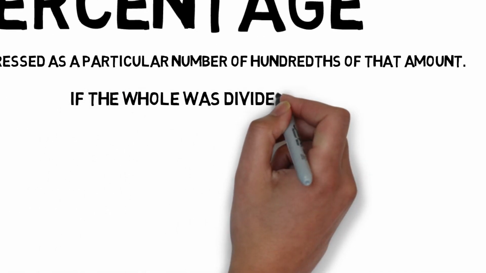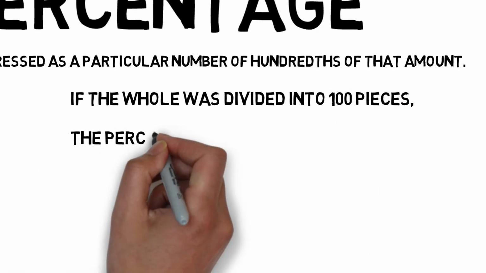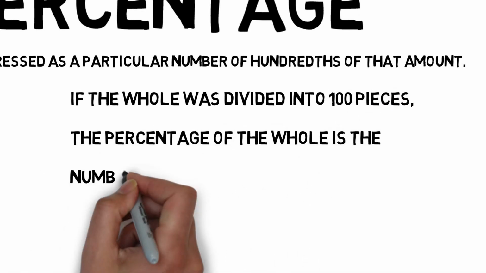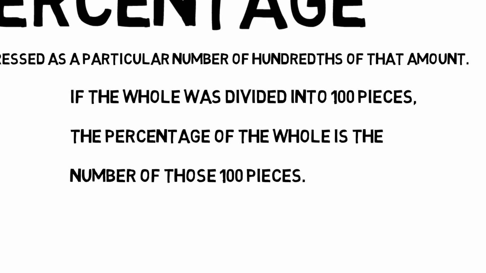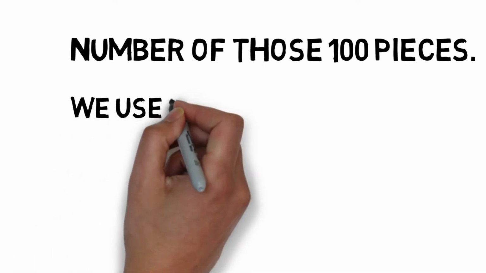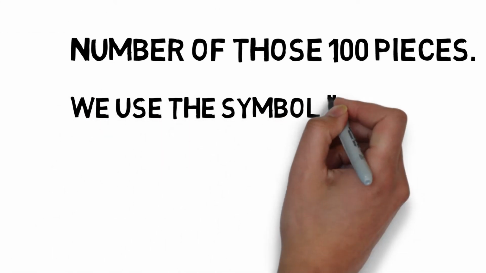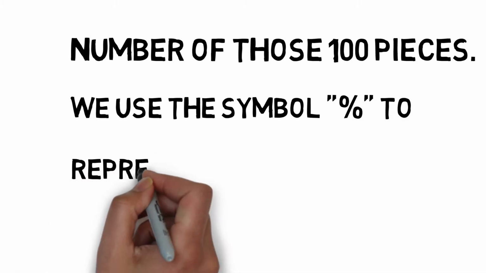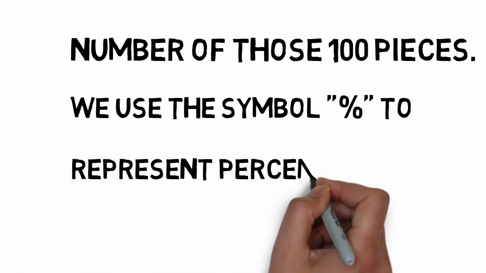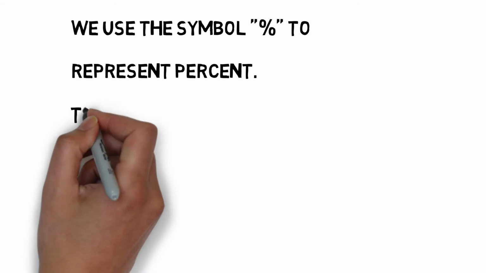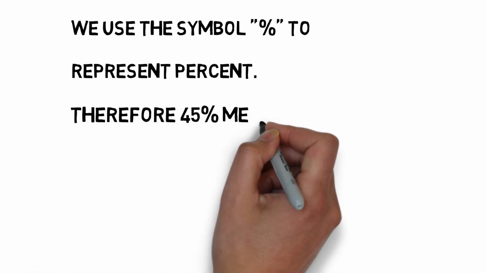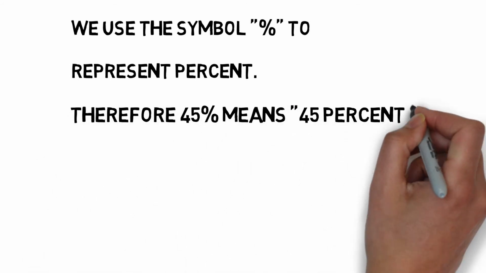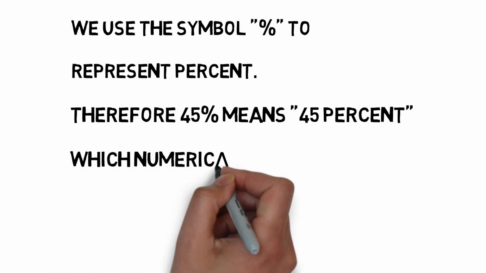If the whole was divided into 100 pieces, the percentage of the whole is the number of those pieces, which is 100. We use the symbol % to represent percent. 45% means 45 percent, which is numerically 45 over 100.